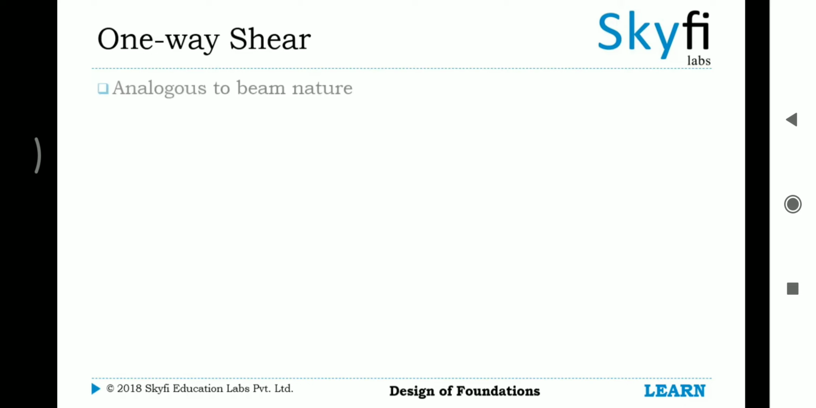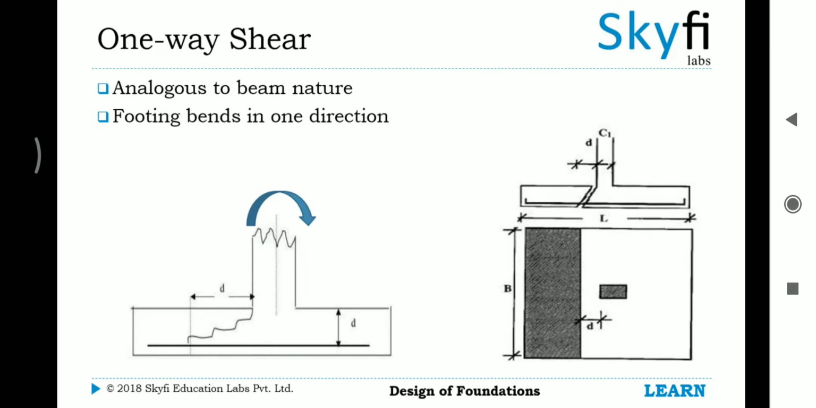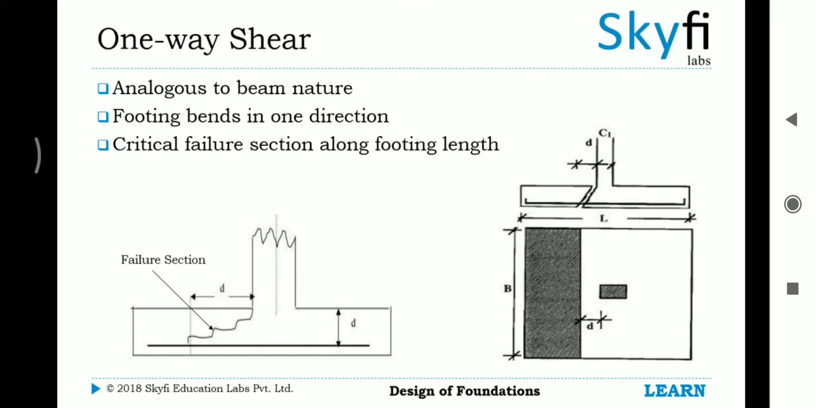In one-way shear, the behavior is similar to that of beams, and hence, it is also called beam shear. In this case, the footing bends in only one direction. The critical failure section is along the length of the footing, at a distance d from the column face, where d is the effective depth of the footing.